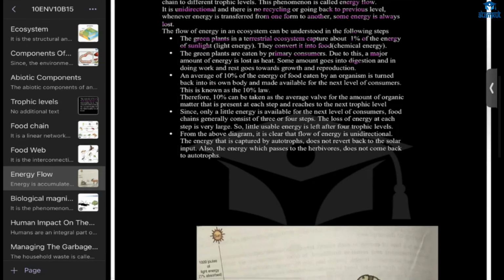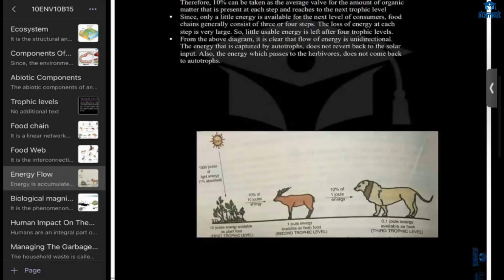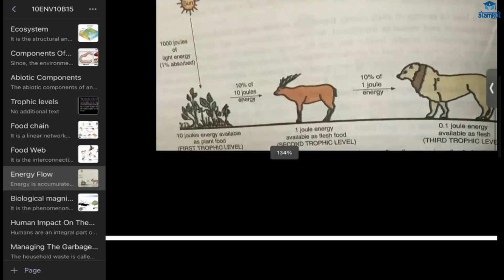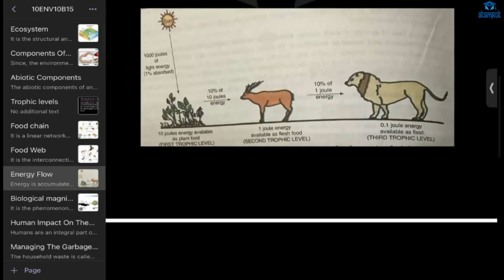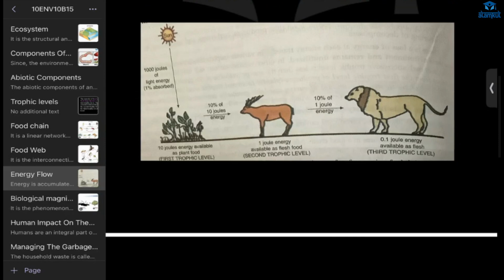And this is called what? The 10% law. So how does this happen? You can see in this diagram. Here we have given an example. Suppose the energy coming from the sun is 1000 joule. Only 1% of this will be absorbed by the plants. So 1% of 1000 will be 10 joule. Okay, so we have 10 joule here.